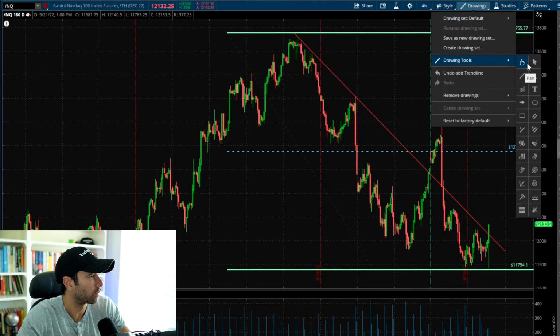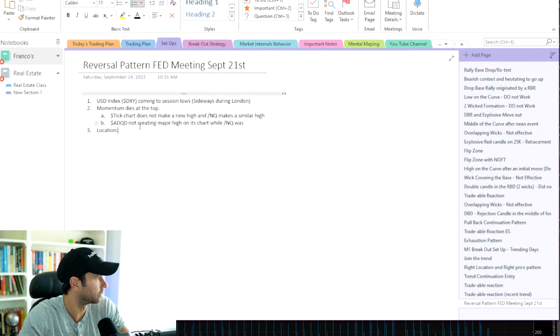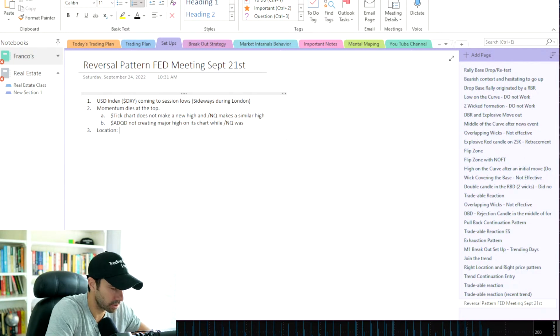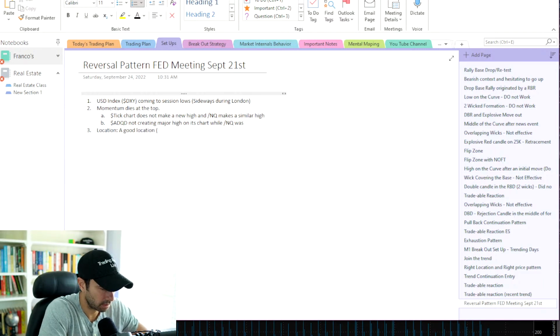All right, so we go back to the OneNote. We put here location: a good location, 3 out of 4 points. We start to favor the shorts.